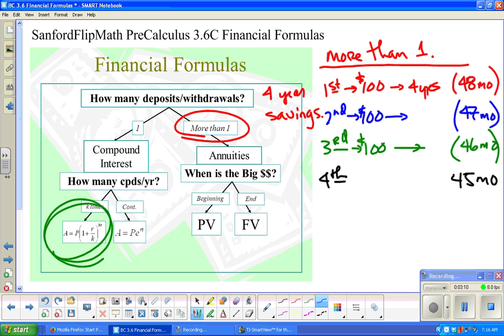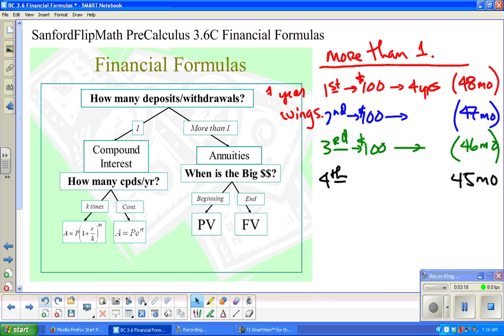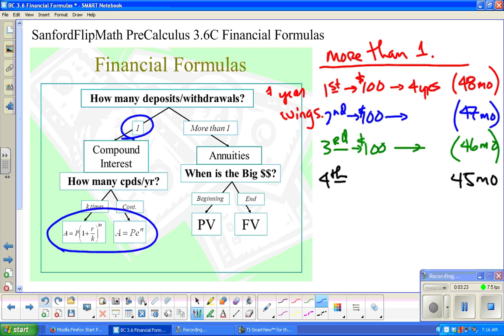To recap the flow chart at this point, you first have to decide how many payments you're making. If you make a single payment, again, it's compound interest, which we've already done. If you make more than one, these formulas only work when they're regular payments, on a fixed interval, monthly, annually, weekly, bi-weekly, whatever, but it's got to be on a regular basis.